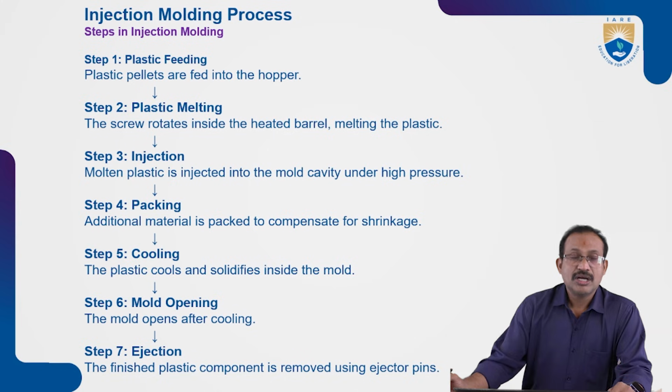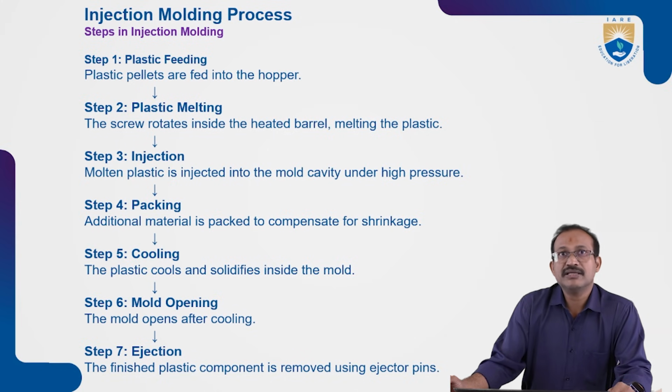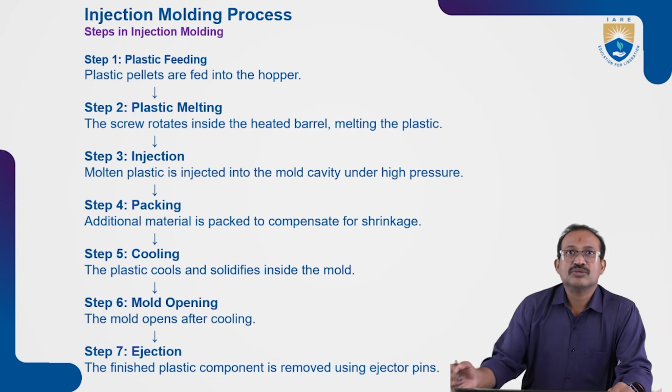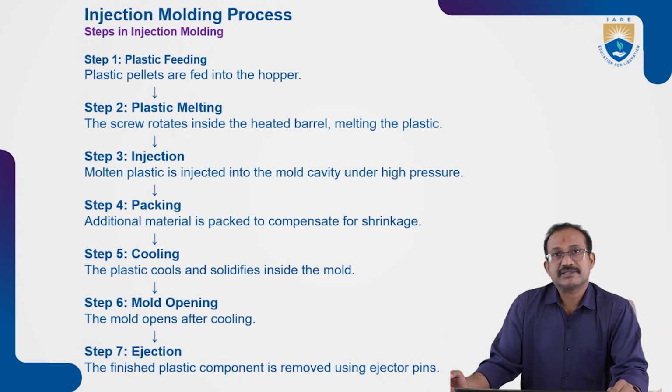Next, Step 5: cooling. The plastic cools and solidifies inside the mold. Step 6: mold opening. The mold opens after cooling. After solidification, the mold will be opened. Next, ejection. Completely removing the part from the mold is ejection. The final plastic component is removed using ejector pins.